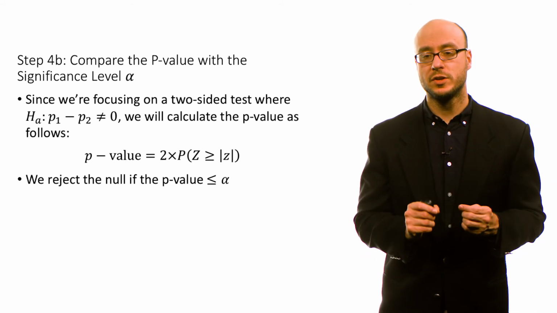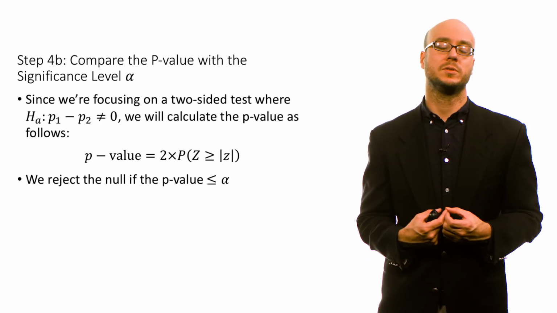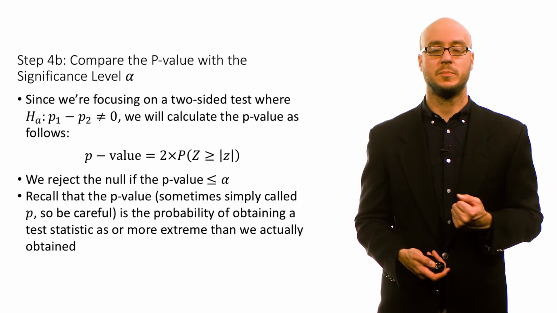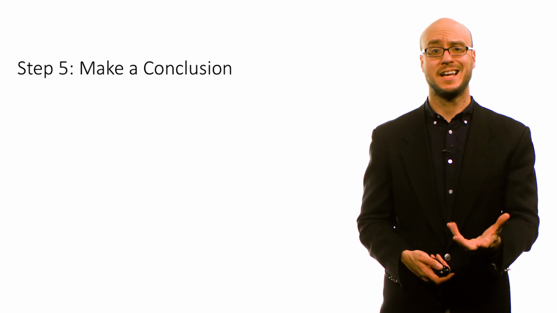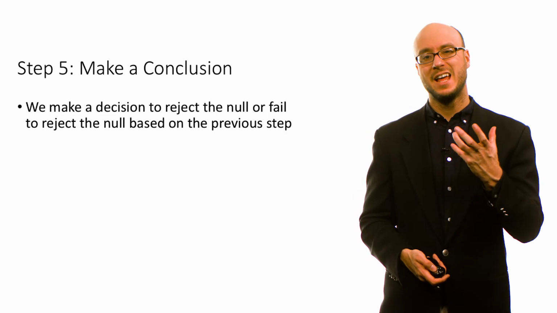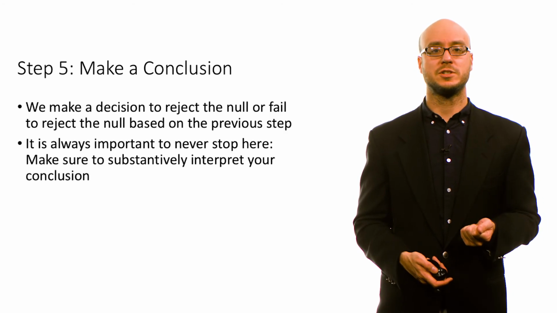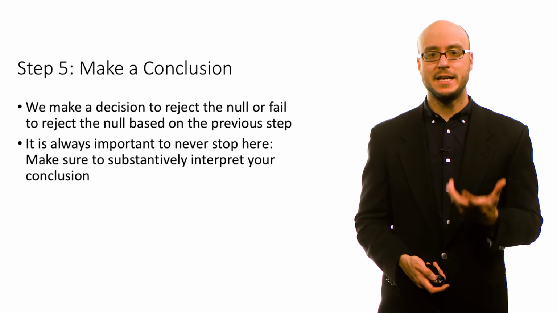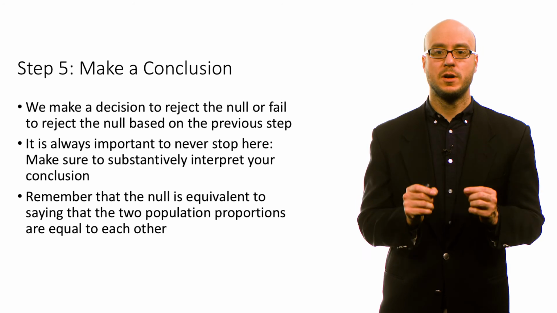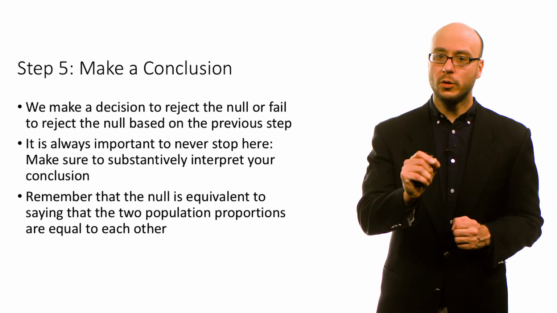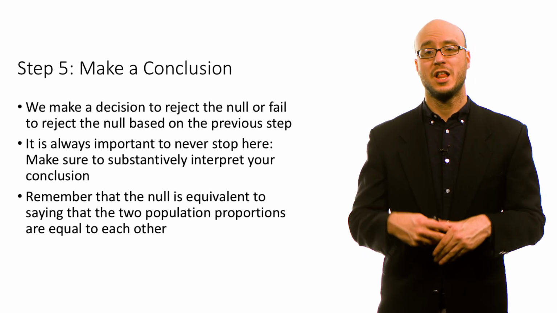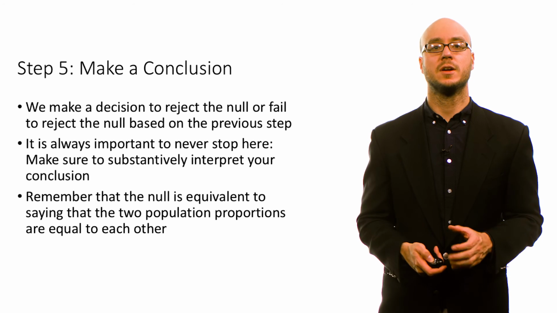The point is we will reject the null if that probability value is less than or equal to alpha, where alpha is typically 0.05. And again, the p-value is simply the probability of obtaining a z-test statistic as or more extreme than the one we obtained under the assumption that the null is true. Then we can make a conclusion to reject or fail to reject the null. And in this case, it's important to subsequently interpret your conclusion. With a difference of proportions, the null hypothesis is saying that these two population proportions are equal to each other. There's no difference. The alternative is that they're not equal.